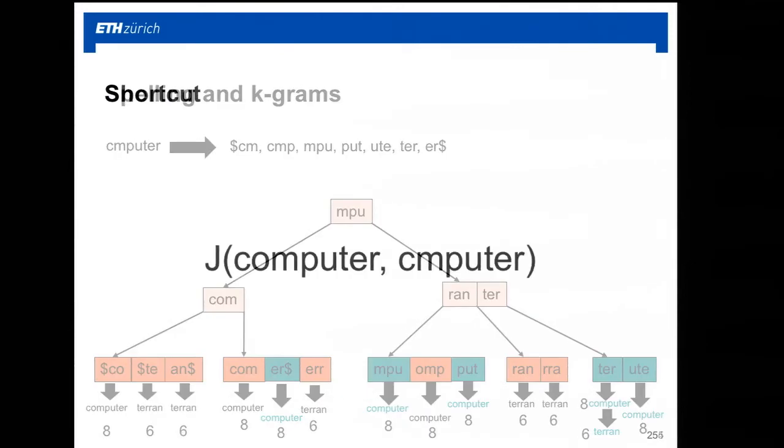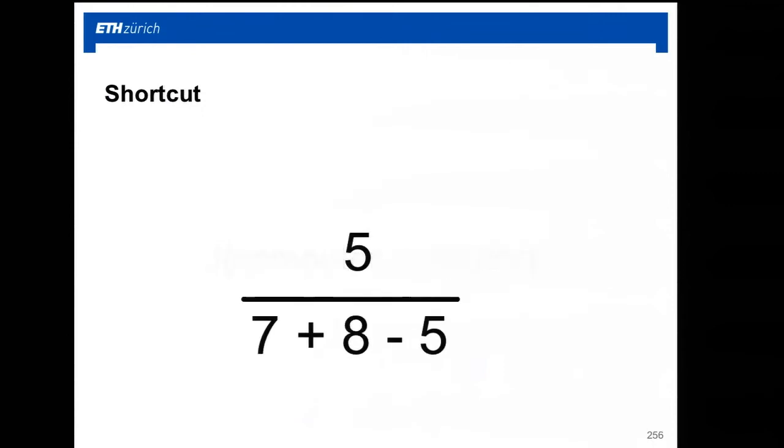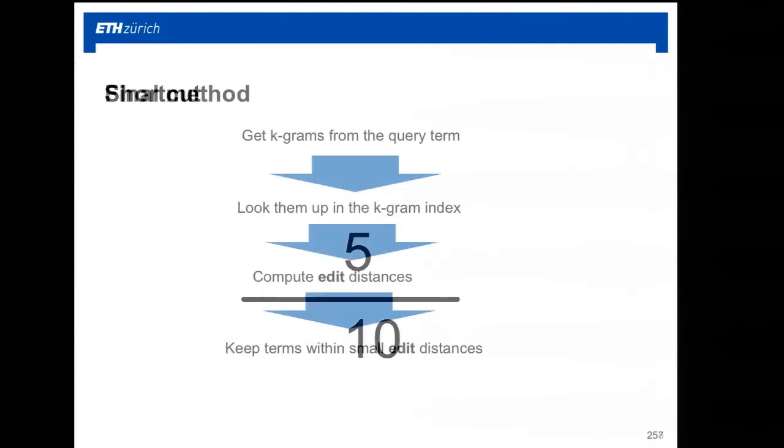Okay? So in that case, for example, if we want the distance between these two, then 5 is the intersection, 7 is the number of k-grams in the query, 8 the one that we found in the index for the candidate term, computer, and 5, again, the intersection, always the same here. And this is what gives us 10, okay?